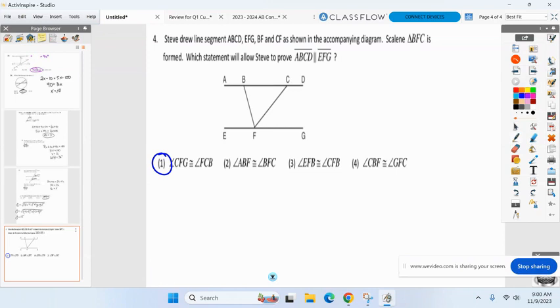ABF congruent to BFC. I might get a lot of you saying, oh, those are alternate interior. Here's the problem. Is this angle on EFG? The line I'm trying to make. No, watch, ready? Let me highlight it for you. That angle has nothing to do with EFG. Nothing to do with it, so there's no way you can make it parallel.